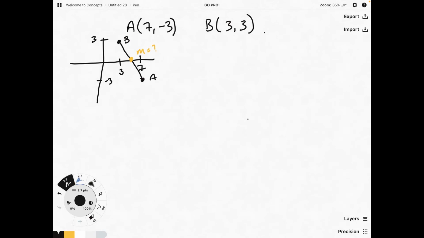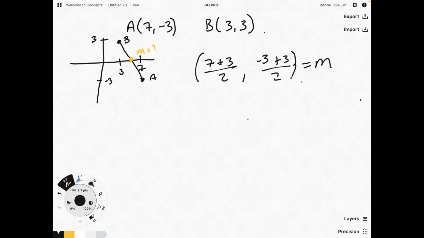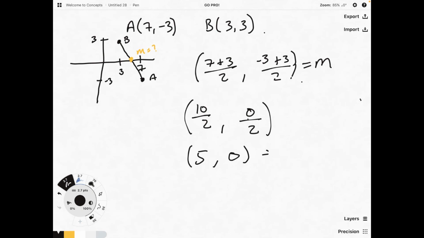So, using our formula, all we have to do is take the averages of the x values, and we have to take the averages of the y values. Looking at our x values, we have 7 plus 3 divided by 2, and our y values, negative 3 plus 3 divided by 2. This is equal to our midpoint. We simplify and we get 10 divided by 2, and we get 0 divided by 2. From there, further simplifying, we get 5, 0, and this is equal to our midpoint.